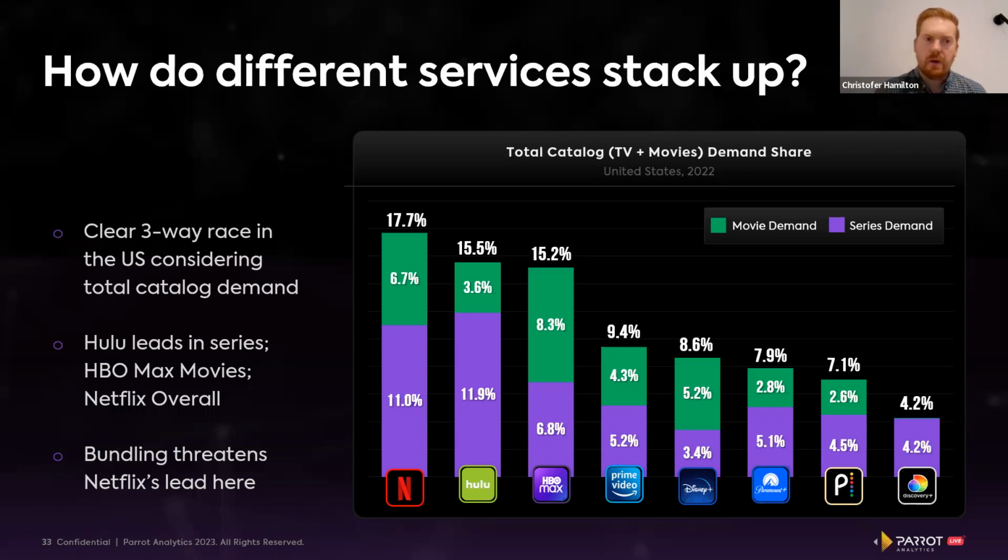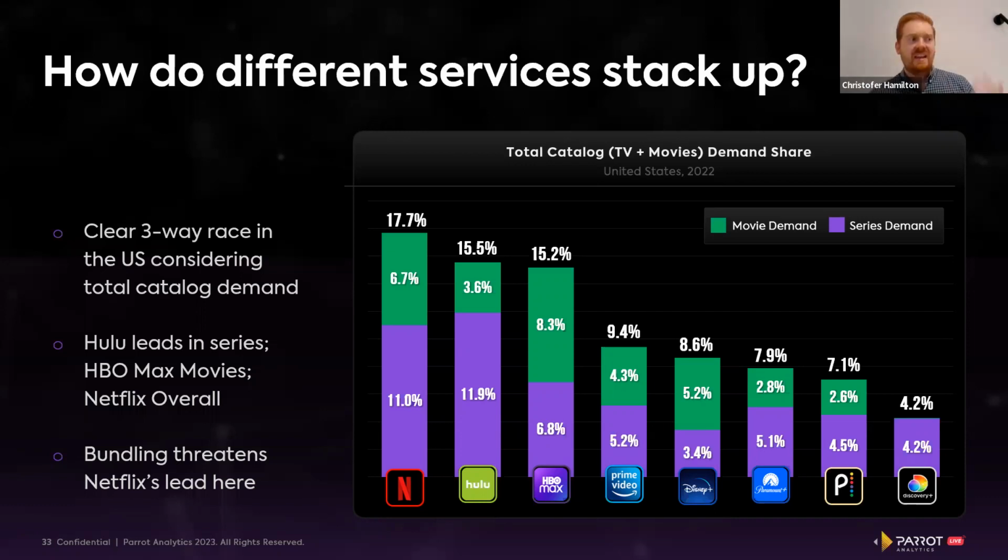We see that there's a clear three-way race in the US considering total catalog demand. Netflix is in the lead, but Hulu and HBO Max are close behind. And we can really see the strengths of each of these platforms. So we already saw how Hulu led in terms of the demand for all series available on that platform, but we can now see how HBO Max's strength is really its movie catalog. It had the largest share of demand for movies on SVODs that was on HBO Max. And even though each of these platforms has a particular strength, Netflix still in total has the largest share of demand for all content available on its platform.